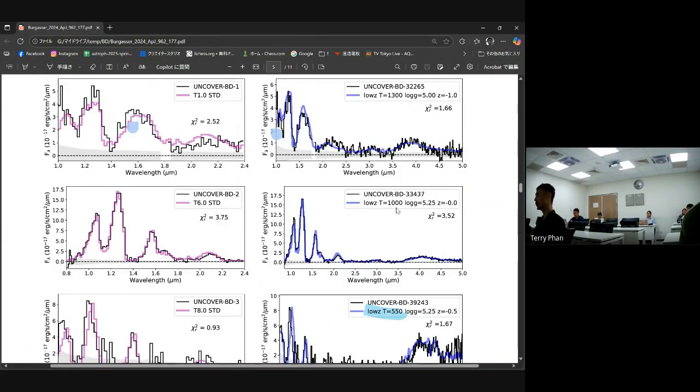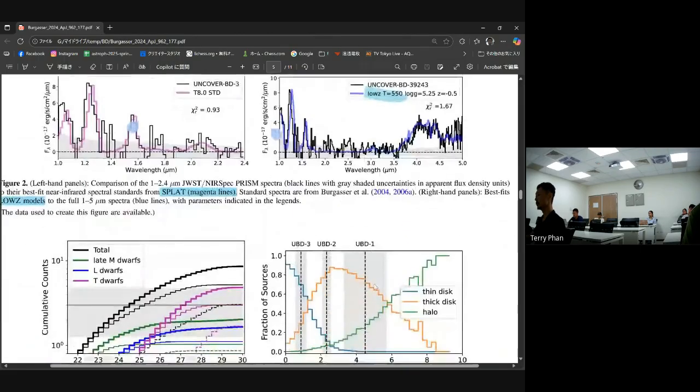Then on the right side, they fit the model. So these blue ones are models. And then there are a bunch of brown dwarf SED models, but this model called the low Z fits best in all these 3 cases. And then that's where they got the temperature, this 1550.